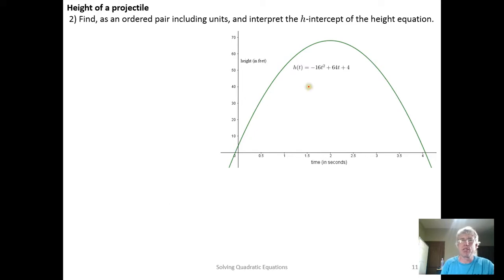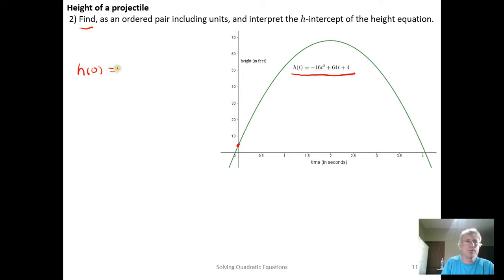So here on this screen, to help us remember what the model was, I went ahead and wrote it in where this graph is at. So it says find as an ordered pair, including units, and interpret the h-intercept. So remember, the h-intercept is just where we cross the h-axis, and that's going to correspond to time equaling 0. So to find the h-intercept, I merely plugged time equal to 0 into my model.